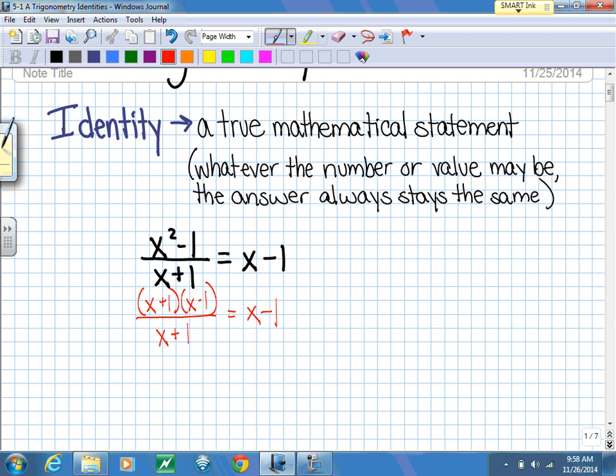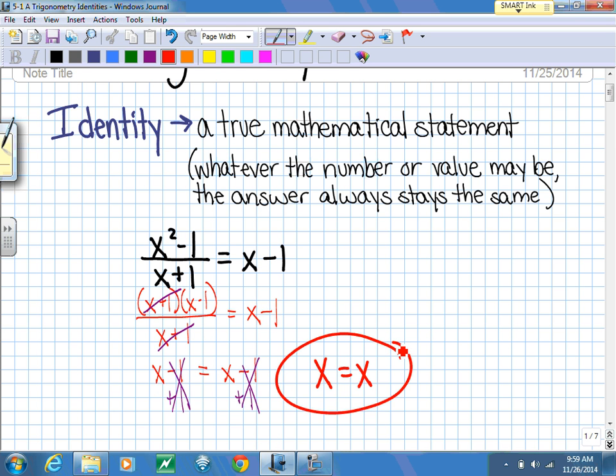And with this, because we have a rational expression here over on the left, I can cancel out the factors of x plus 1, so we can get rid of those. This is now leaving me with x minus 1 is equal to x minus 1. And since I'm solving for x, if I went ahead and added 1 to both sides, my 1's are going to cancel out on both sides of the equation, which ends up giving me x equals x. And that right there is a mathematical identity.